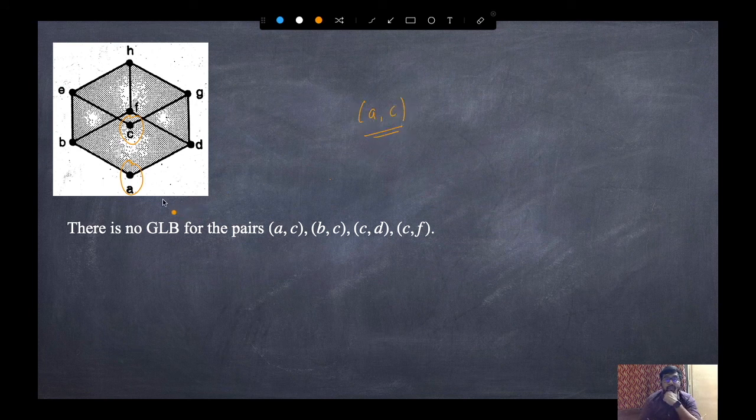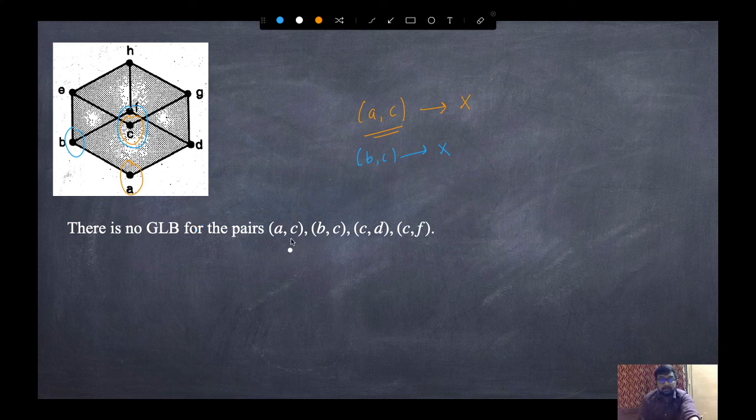So just consider this pair A and C. Now can we go from A to C? We can go from A to B and B to F, but see, C is not connected to F. So we cannot get the relation. So A and C does not have the GLB. Now in the same manner, just consider B and C. B and C are not connected. So again, B and C won't have the greatest lower bound.